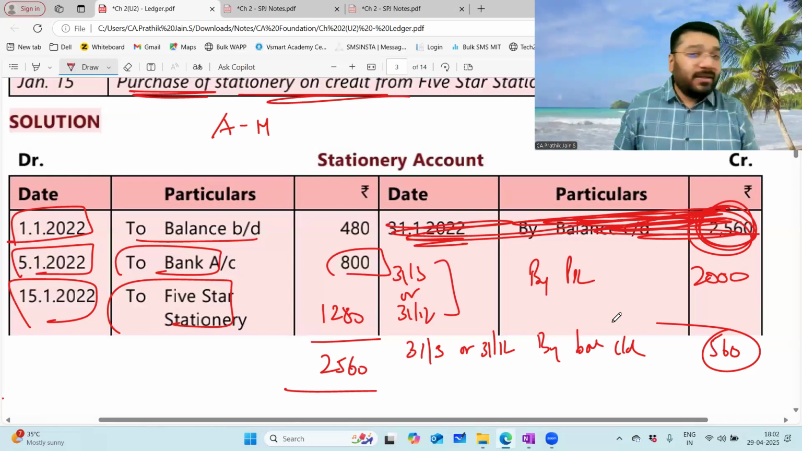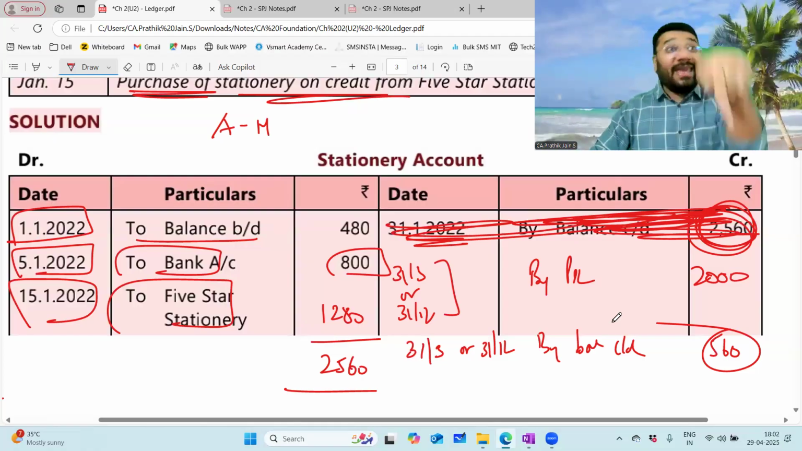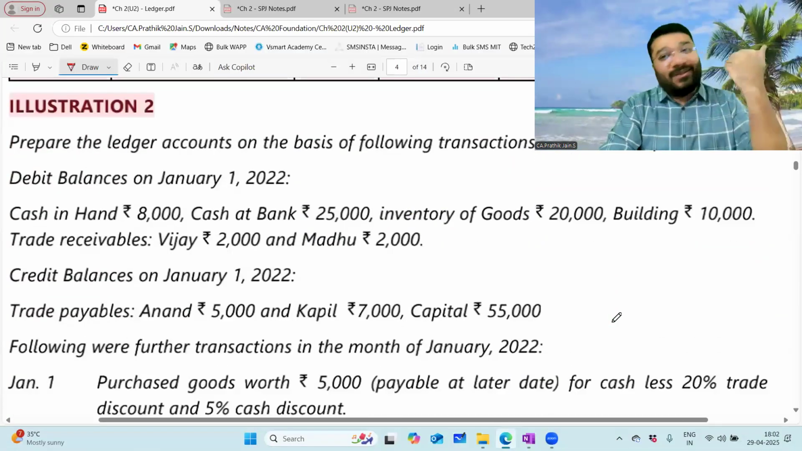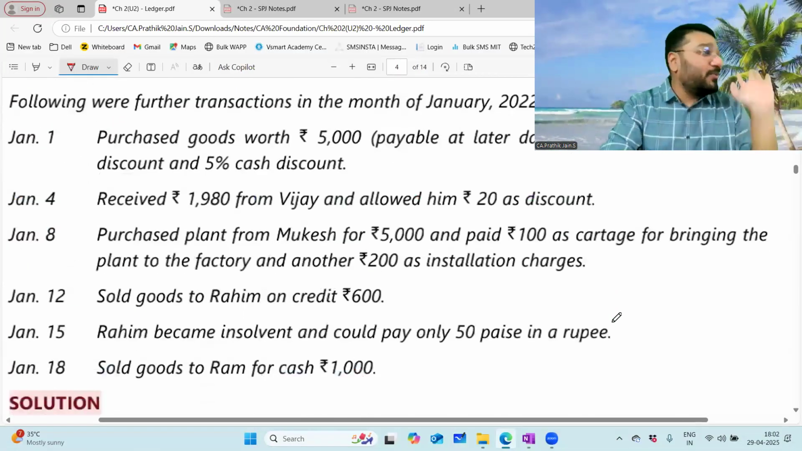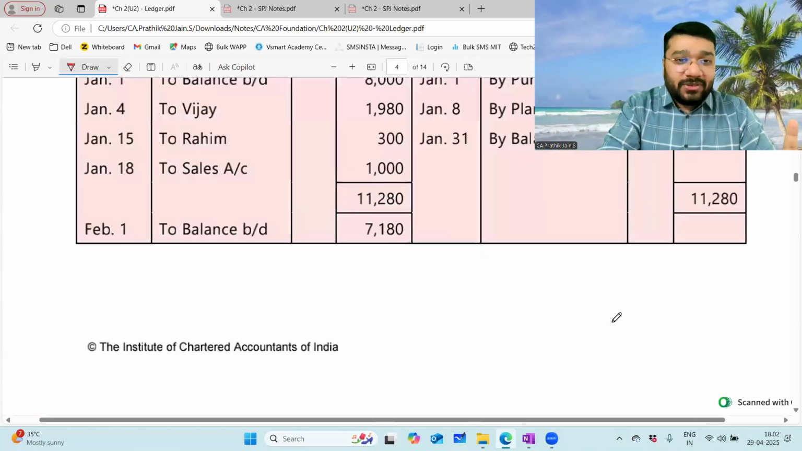Am I loud and clear? Is this ledger clear or not clear? Now you understood why I touched this ledger, though I gave it as homework. Illustration 2, I will not touch. It is permanently homework, unless you have any doubts. Any doubts in illustration 2? No doubts. Okay.